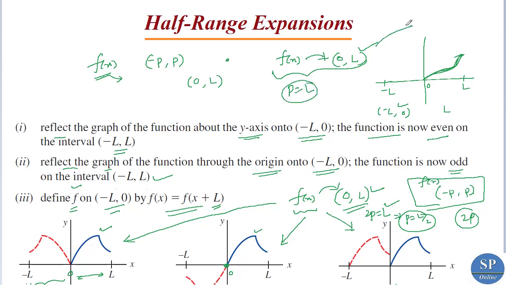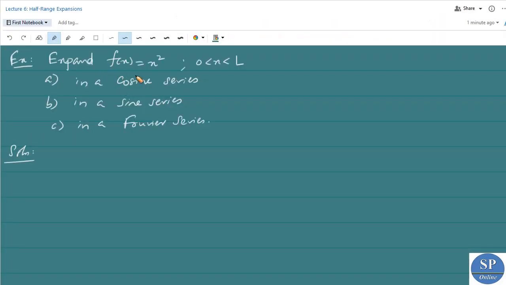And if you are expanding this as a Fourier series, then we can use p equal to L by 2, or 2p equal to L. Now we can discuss an example. Expand f of x equal to x square for 0 less than x less than L in a cosine series, in a sine series, in a Fourier series.